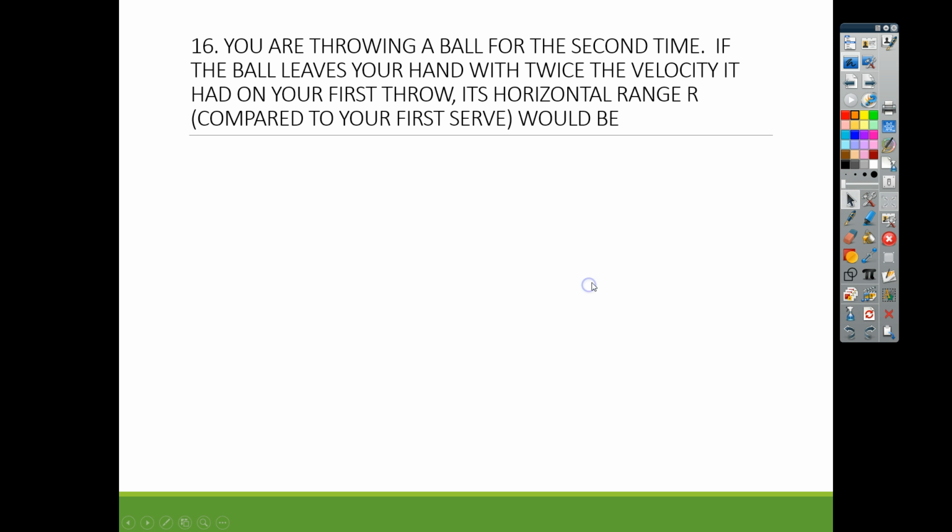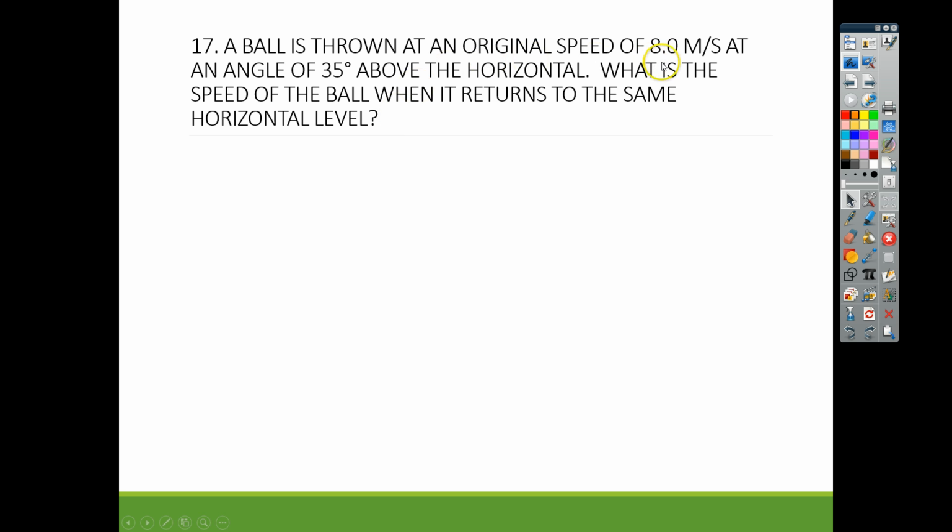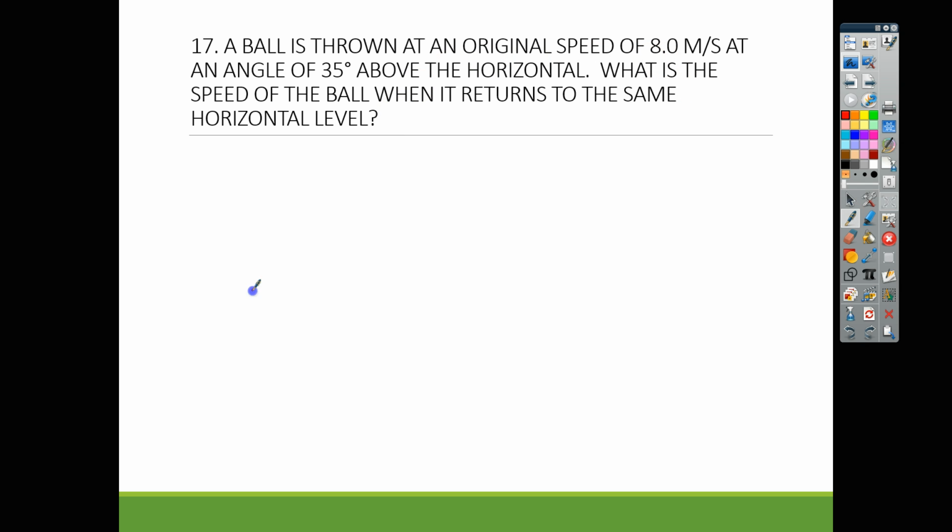For number 17, it says a ball is thrown at an original speed of 8 meters per second at an angle of 35 degrees. So this is 8 meters per second, and this is 35 degrees. What is the speed of the ball when it returns to the same horizontal level? Well, the nice thing about projectiles in the physics world, not in the real world, but where there's no air resistance, when it takes off at 8 meters per second, when it comes back down, it should also land at the same speed that it was launched at.